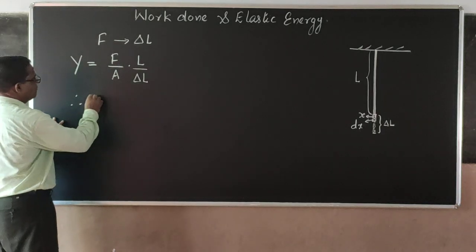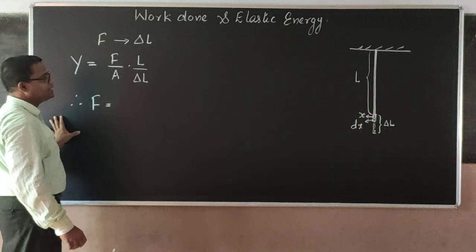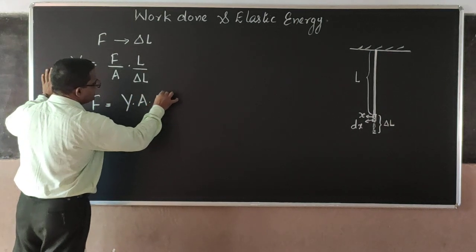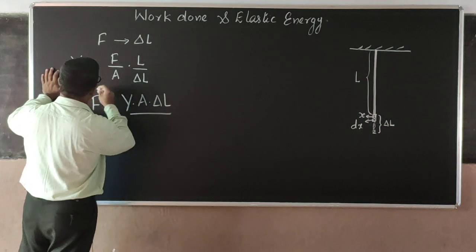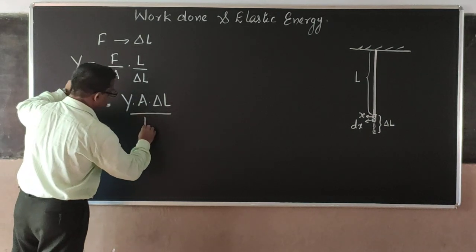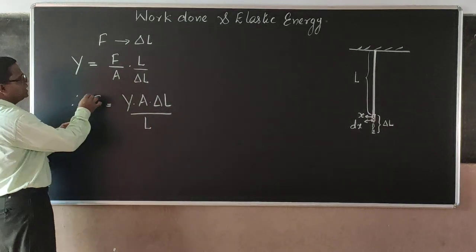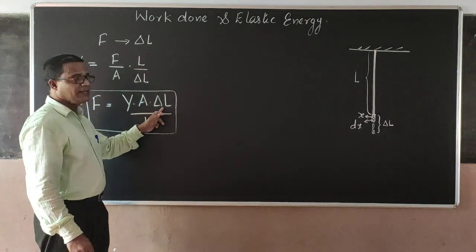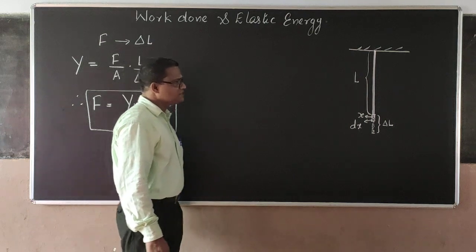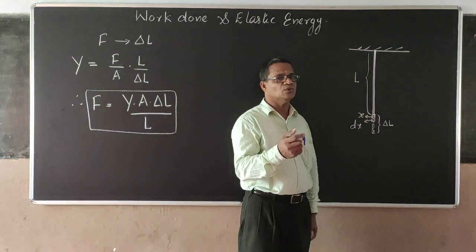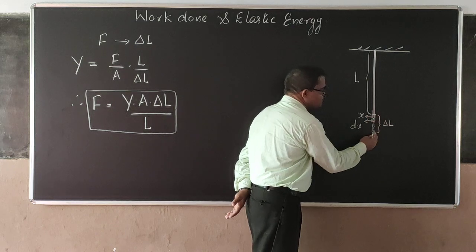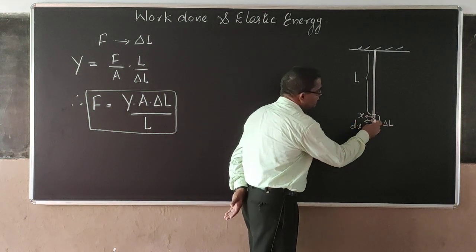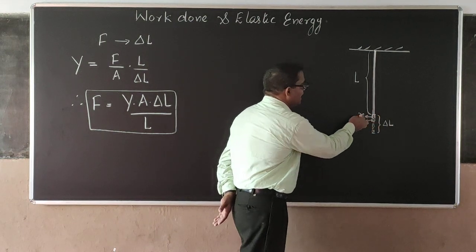Therefore, I can write force F equal to Y into A into delta L divided by L. So this is the equation for force F for elongating it through delta L. But remember, this stretching force you cannot take directly like that. At each instant of elongation, a different force has been applied. So to find that, we consider a very small elongation x.